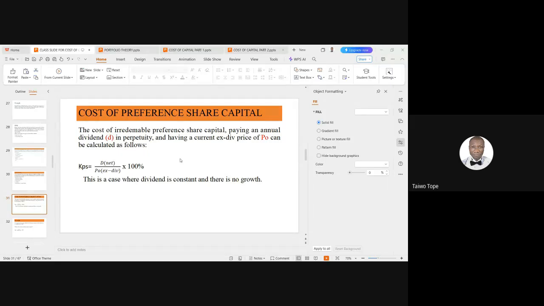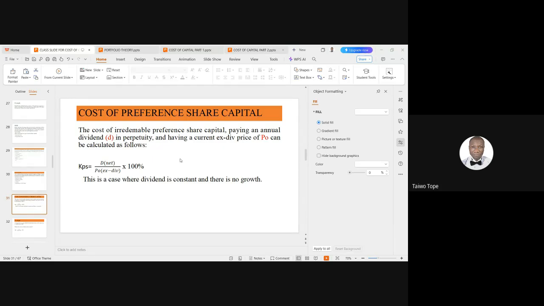Preference share could be cumulative or non-cumulative, and participating or non-participating. Preference shares could be redeemable and irredeemable. So when you talk about cost of preference shares, you can look at the cost of irredeemable preference shares, that is, paying an annual dividend in perpetuity and having a current price of P0.